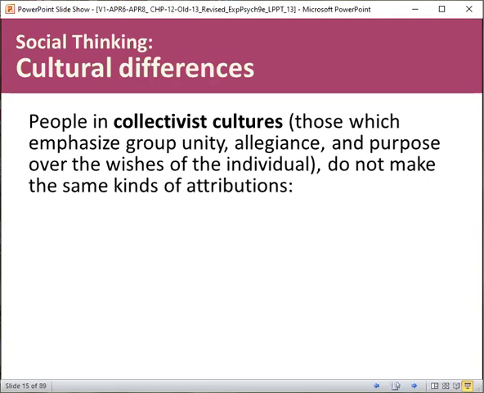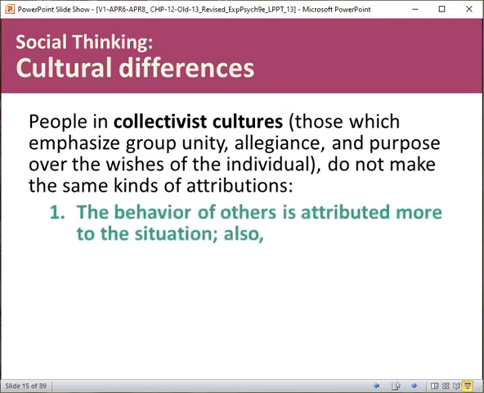So we, as an individualist culture, do not emphasize group unity or allegiance over the wishes of the individual. We do the exact opposite, in fact. We focus on individual rights, okay? We look at people who go their own way, who go against the pack. These are things which we see as good, okay? In the collectivist culture, they would not be. So let's look at what types of attributions the collectivist culture actually does make. Well, one, the behavior of others is attributed more to the situation, which is the exact opposite of what we do because of the FAE, the fundamental attribution error.